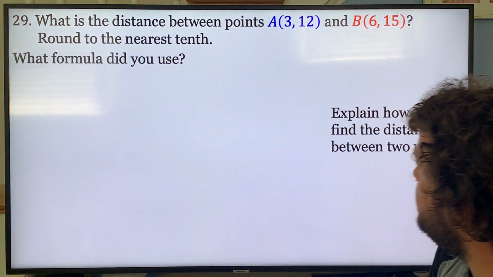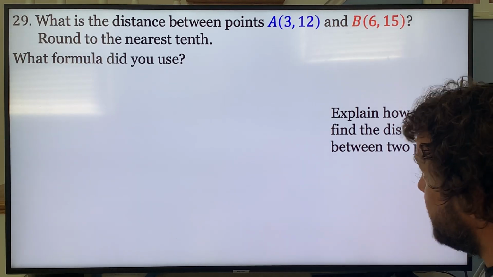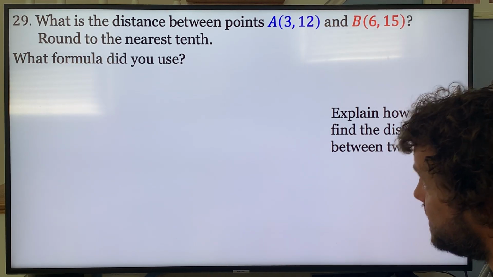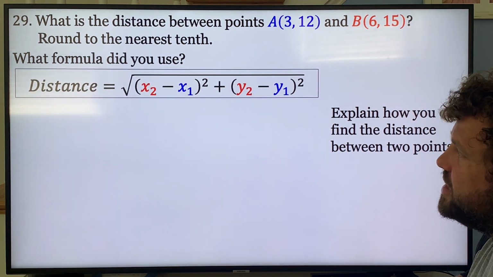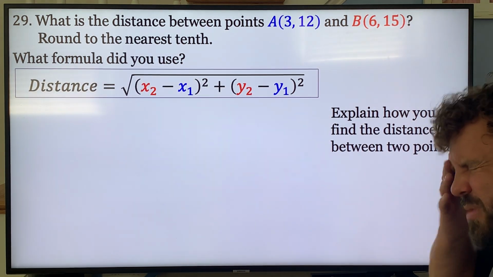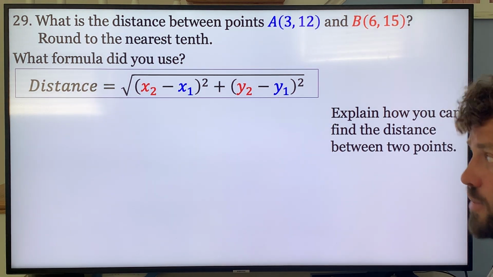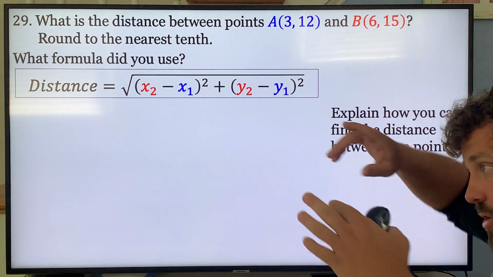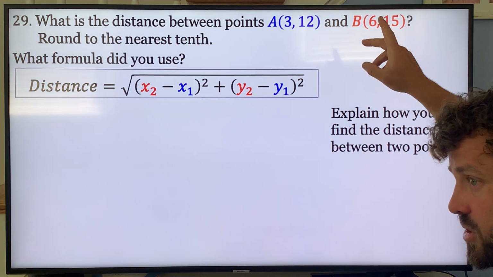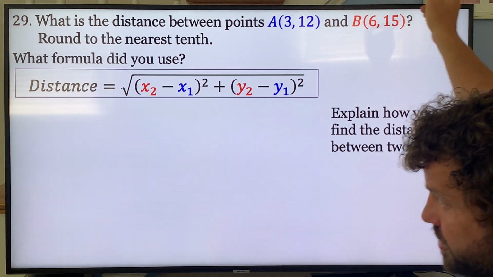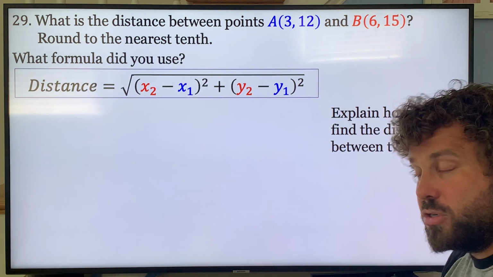All right, what is the distance between the points A equals (3, 12) and B equals (6, 15)? Round to the nearest tenth. So this is the distance formula. Another geometry one. All right, so distance is the square root of x2 minus x1 squared plus y2 minus y1 squared. Just so you get a little idea, the distance formula pretty much comes from the Pythagorean theorem. You're taking the horizontal distance, squaring it, the vertical distance, squaring it, and taking the square root of both of those to get the distance of your hypotenuse. The teacher should have taught you that.